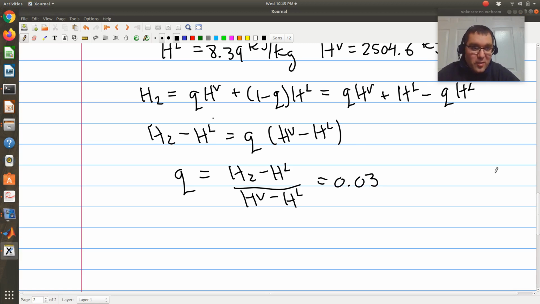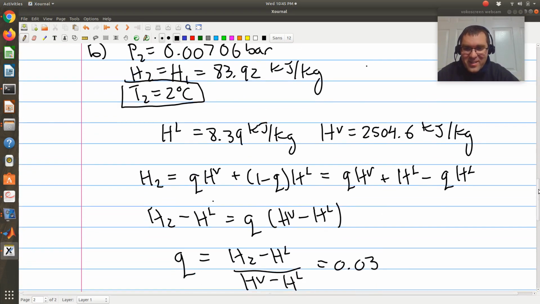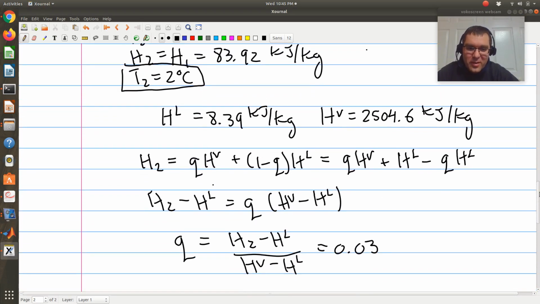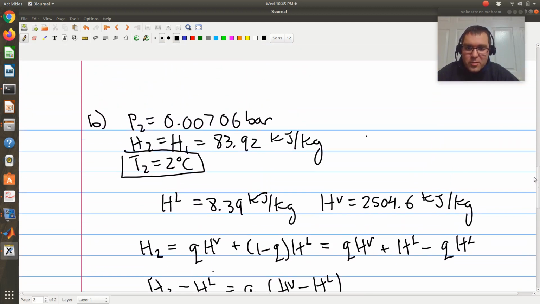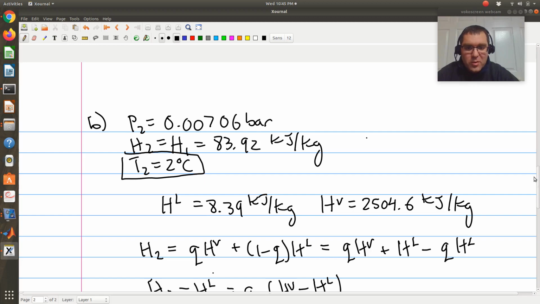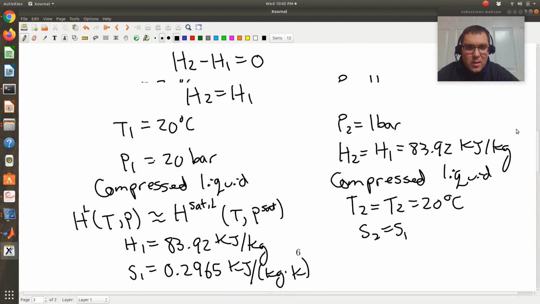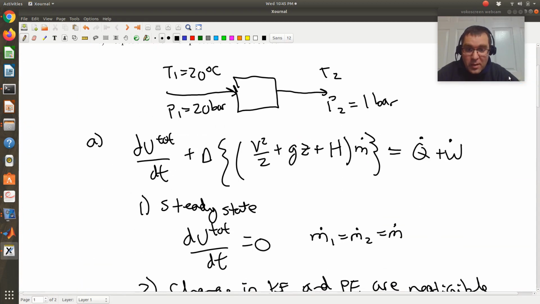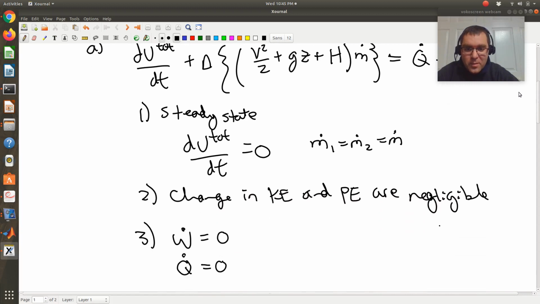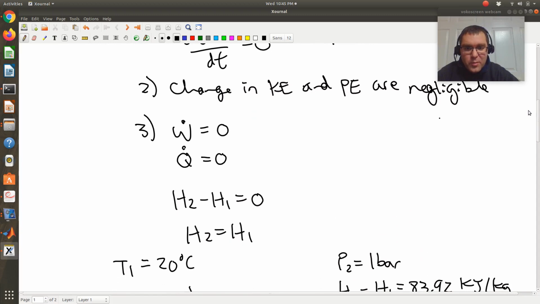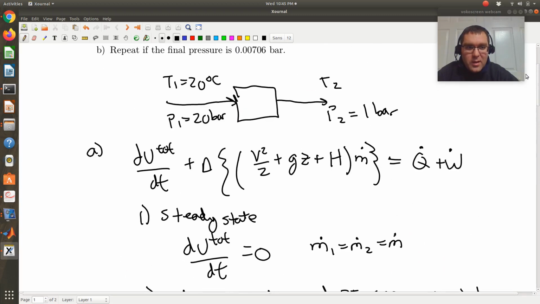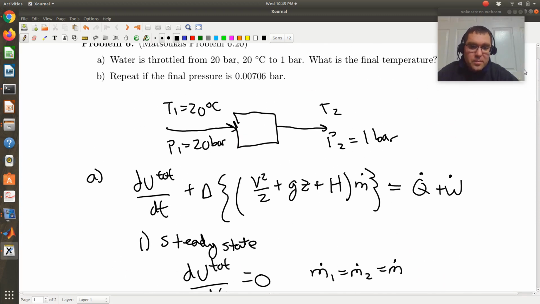So it's still mostly liquid. A tiny little amount of vapor is formed, but our temperature would be 2 degrees C. Okay. So hope that helps. So for our throttling device, we assume steady state, change in kinetic and potential energy is negligible, and that our work and heat terms are 0.